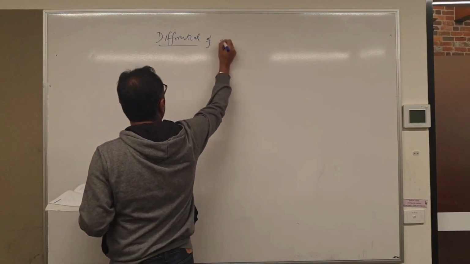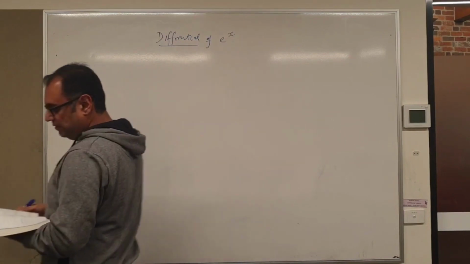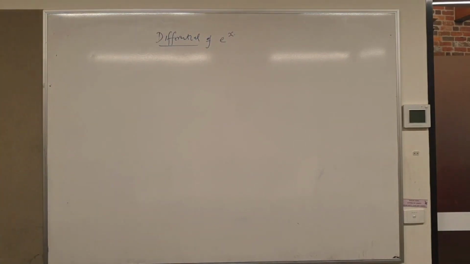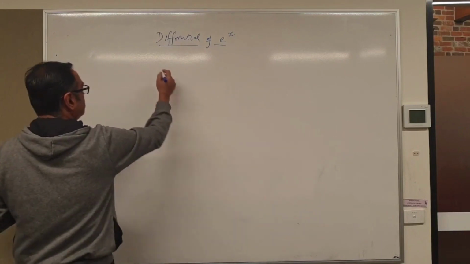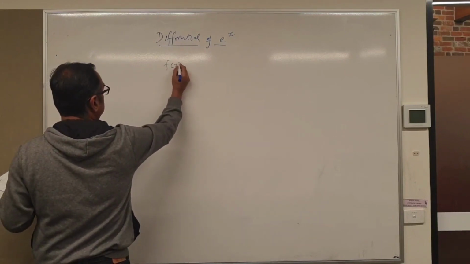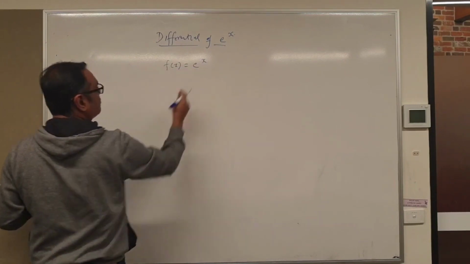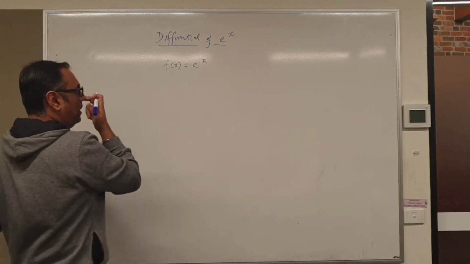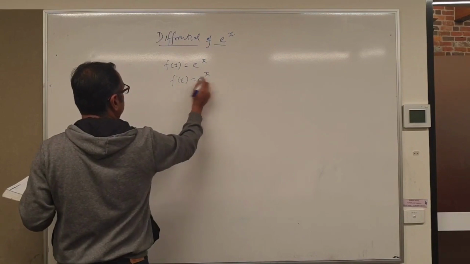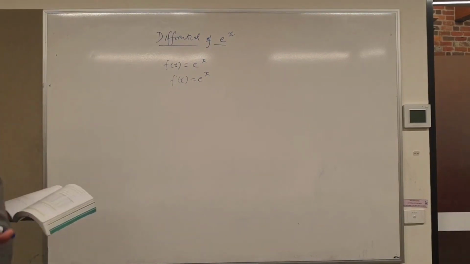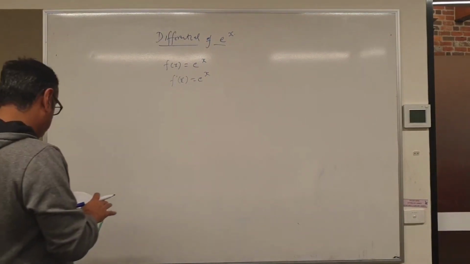Differential of e raised to the power of x, the Euler number, the Euler function, I should say. Very, very simple. If your f of x is e raised to the power of x, your f dash x is e raised to the power of x. Finish.